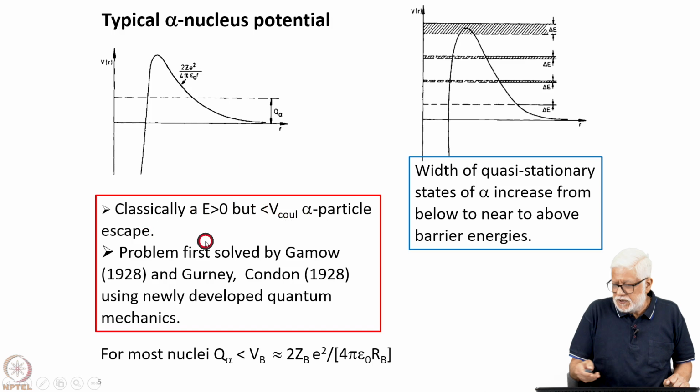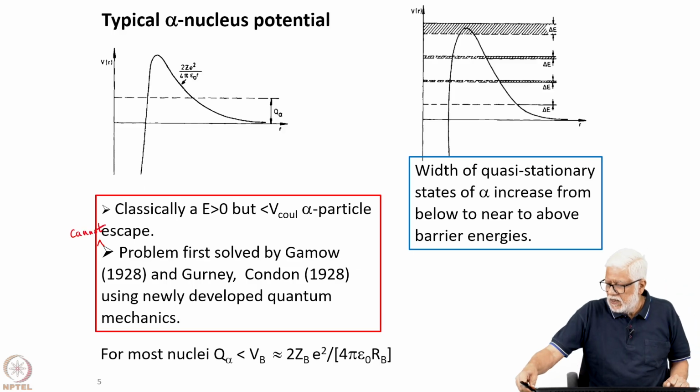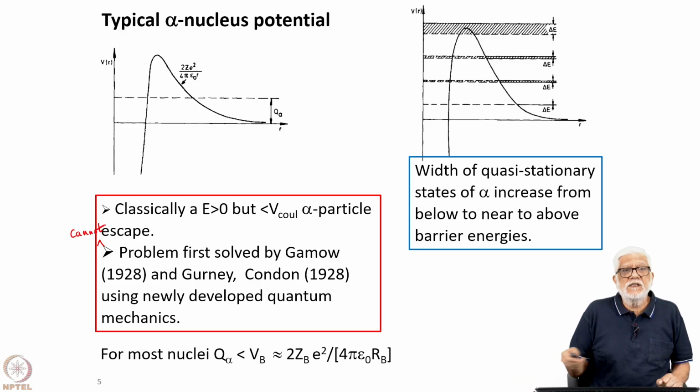So this is a mistake. I think classically the alpha particle cannot escape. However, it is actually a quantum mechanical system, so you can have an alpha particle come out, and that is the so-called tunneling that the alpha particle can do.